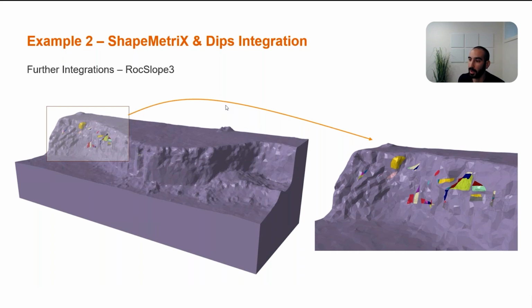And before wrapping up the webinar, I would like to show you a teaser screenshot from a RockSlope tree analysis. So this analysis is conducted by using ShapeMetriX to obtain the geometry and structural mapping data and RockSlope tree to perform the block stability analysis.